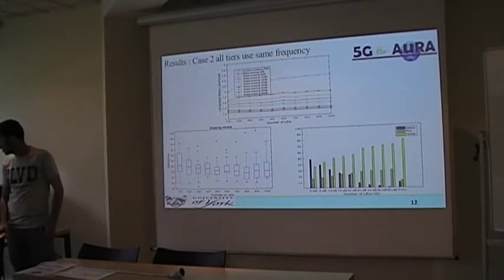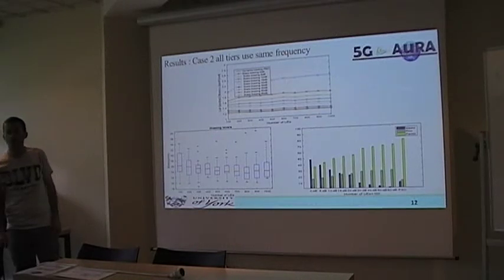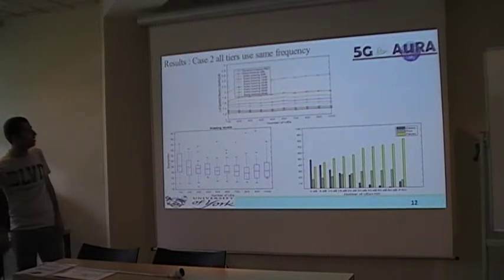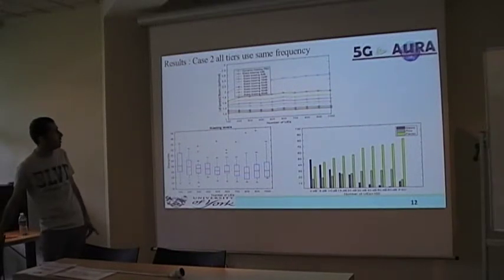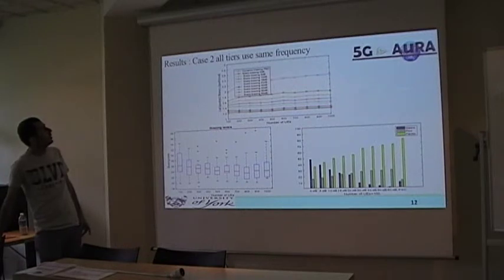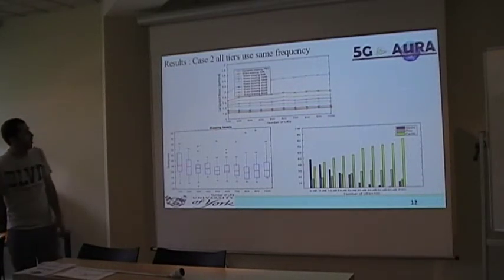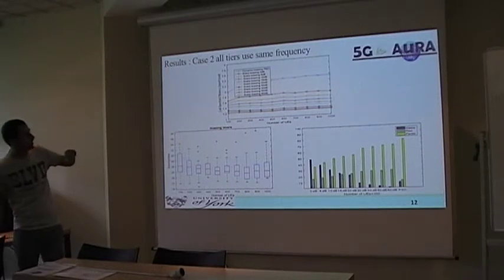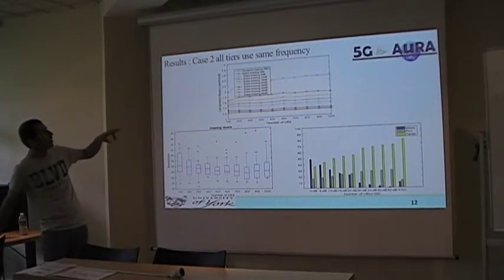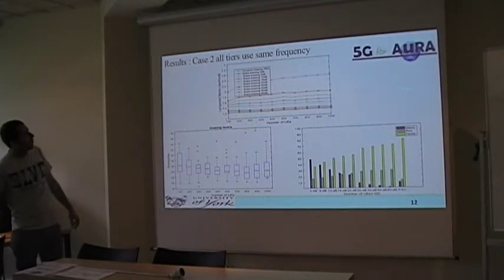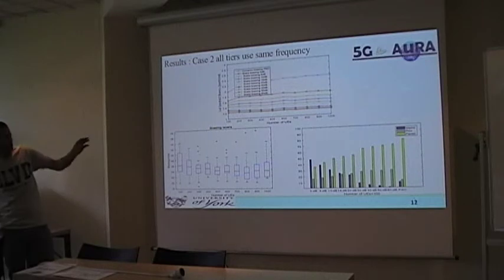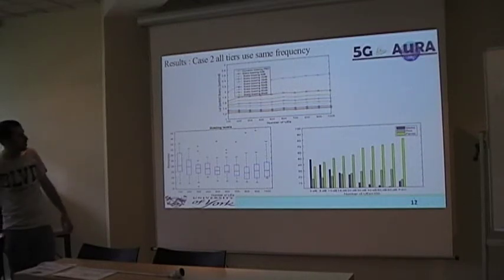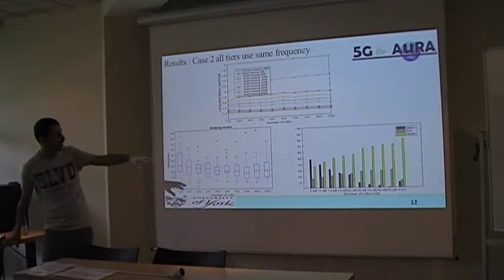In the second case, where the user receives interference from all base stations, here is the cell spectral efficiency, and the PSO also performs better in this case. Also, for the static biasing, the optimal one is achieved by the static biasing, and as we increase the biasing, the spectral efficiency decreases. Here is also the box plot for the biasing values and the connections.